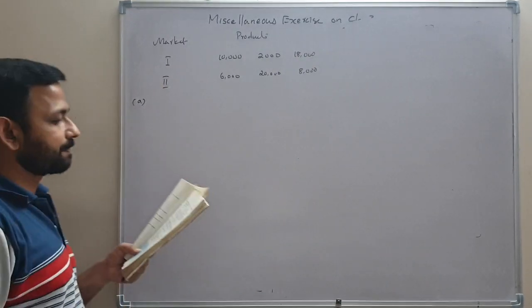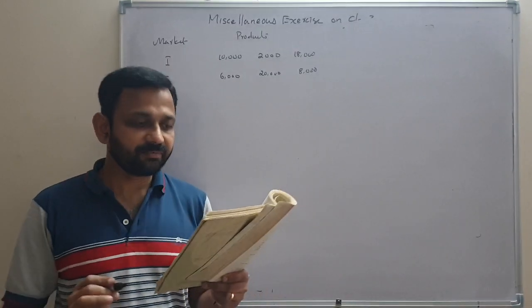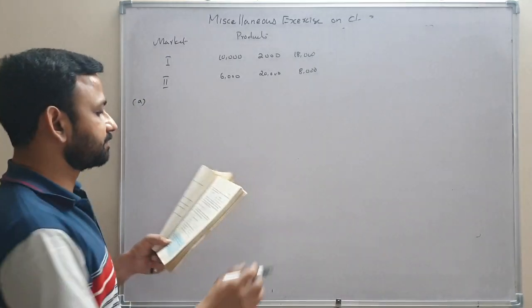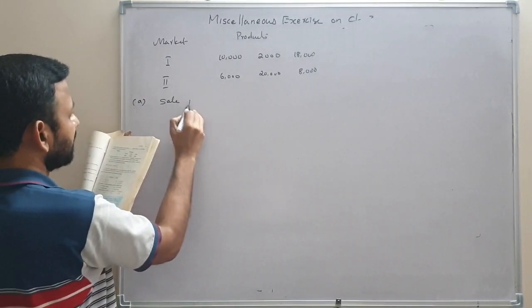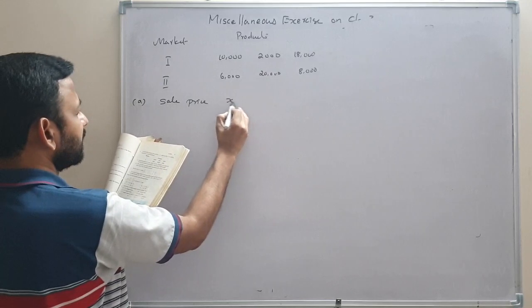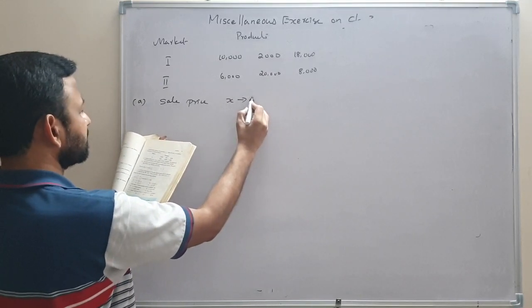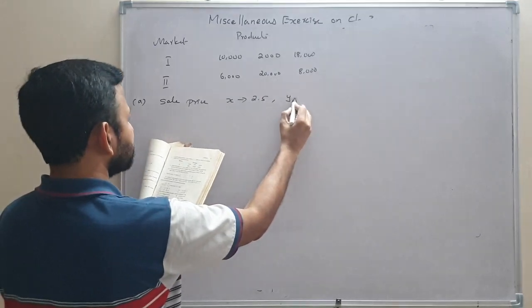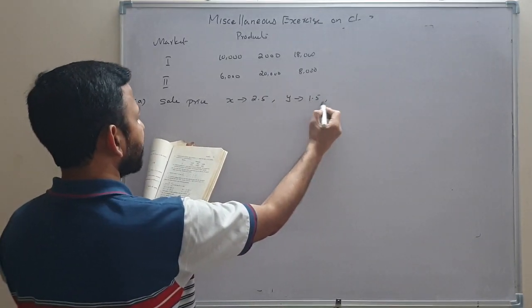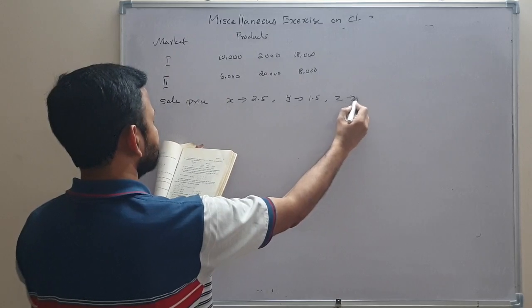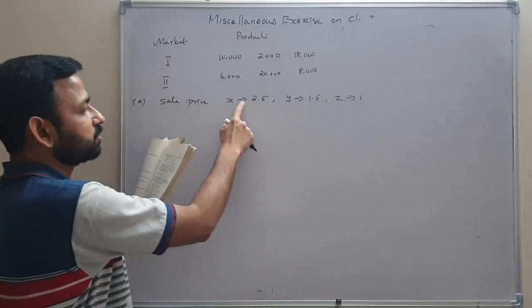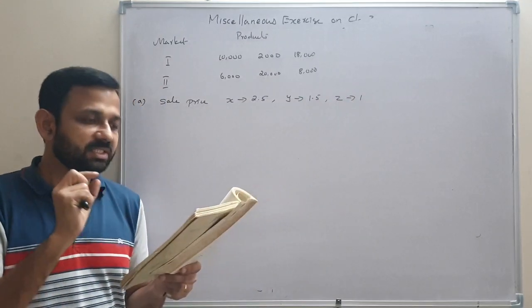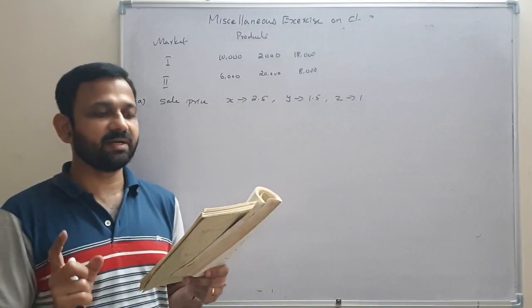Then we have 2 parts. In the first part, the unit sale prices of X, Y and Z are: the selling price of X is rupees 2.5, the selling price of Y is rupees 1.5, and the selling price of Z is rupees 1.